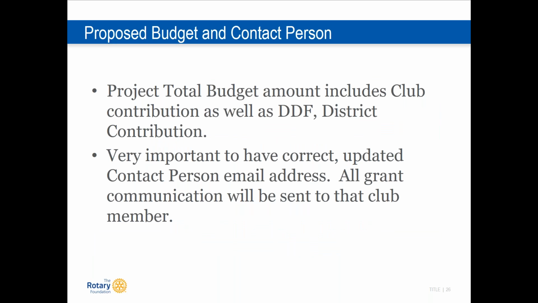The budget, first you put in the total budget, which includes the club contribution as well as the DDF, the district contribution. Many times clubs match more than the 3,500. They might match with 5,000. So the total project would be 8,500. But you need to separate what money comes from the club and what comes from the district designated funds. And again, it's very important to have the correct updated contact person email address. All the grant communication will be sent to that club member.